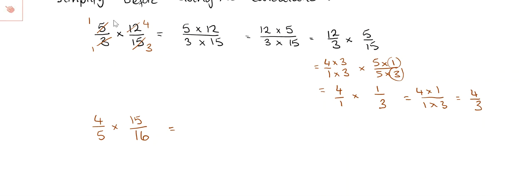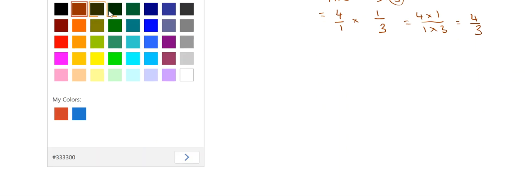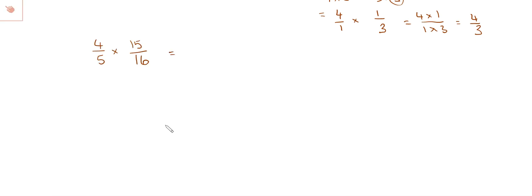Okay, Giovanni. The 4 and the 5 don't simplify, the 15 and 16 don't simplify, but we do notice the 4 and the 16. So we can write this as 4 divided by 16 times 15 divided by 5. You're not allowed to move them up or down, but we can move them across. Go on, Giovanni.